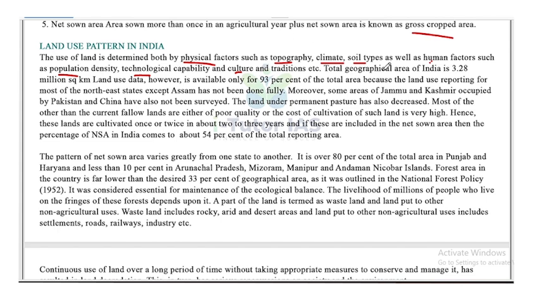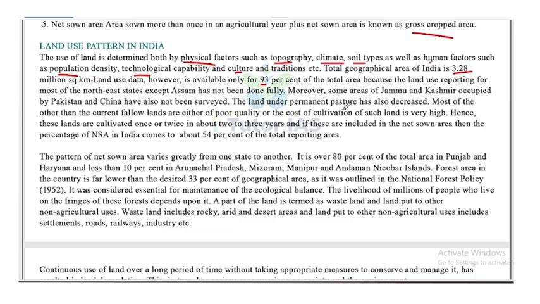Now, the total geographical area of India is 3.28 million square kilometers. Land use data, however, is available only for 93% of the total area because the land use reporting for most of the northeast states except Assam has not been done fully. Moreover, some areas of Jammu and Kashmir occupied by Pakistan and China have also not been surveyed, that is Pak occupied Kashmir and some parts in China.